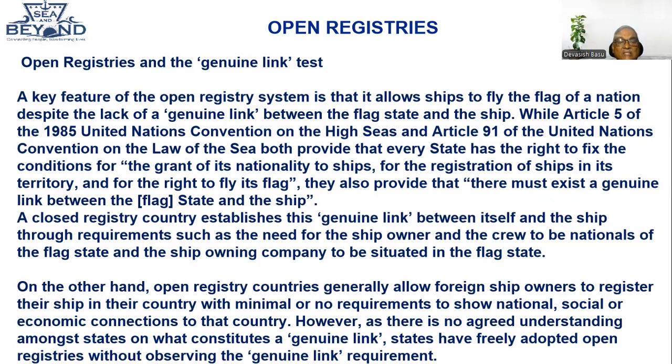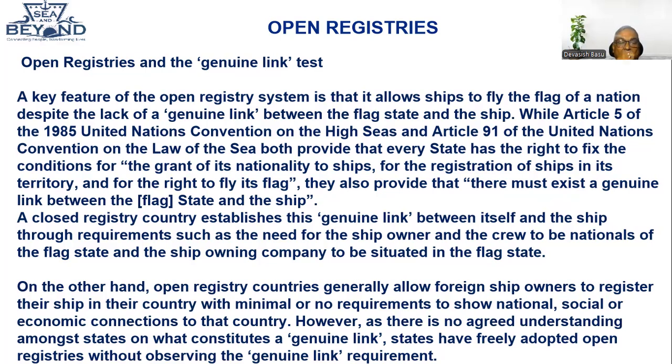A closed registry country establishes this link between itself and the ship. In a closed registry, only a national of that country can register a ship, so it is easy to find out who exactly is the owner of the ship. A closed registry establishes the genuine link through requirements such as the need for the ship owner and the crew to be nationals of the flag state. Like in India, for an Indian flag vessel, I have to be an Indian to be on the ship.